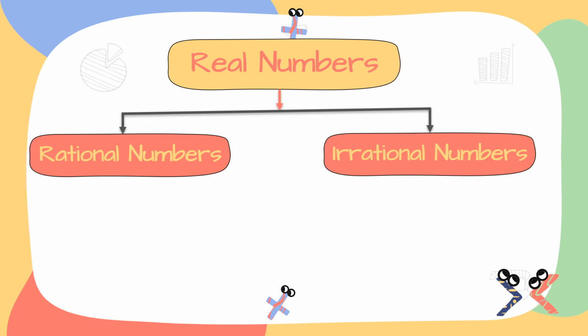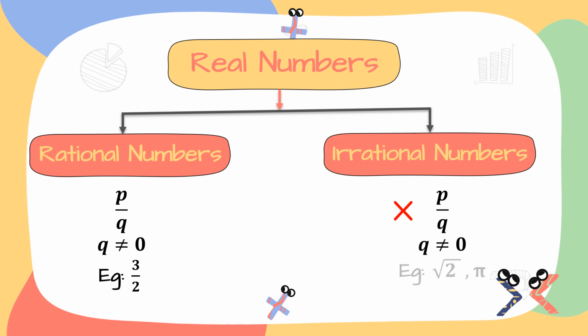A rational number is a number that can be expressed in the p by q form, where p and q are integers, and q is not equal to 0. For example, 3 by 2 is a rational number. It means integer 3 is divided by another integer 2. Now, an irrational number is a real number that cannot be expressed as the ratio of integers, where q is not equal to 0. For example, root 2 and pi are irrational numbers.